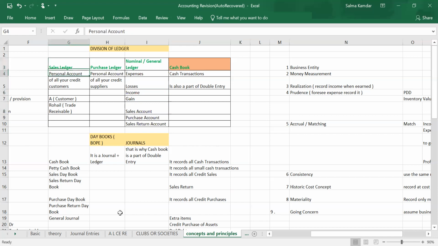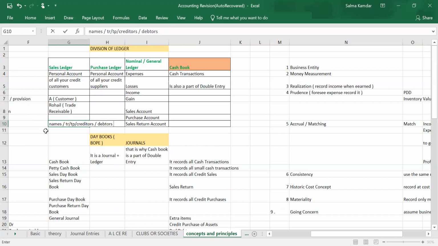All your personal accounts of all your credit customers. What do you record in the purchase ledger? All your credit suppliers, the personal accounts of the credit suppliers. Remember, in the sales ledger or purchase ledger, you will always have names, or you will have trade receivables, trade payables, or creditors, or debtors. Are you with me? Yes.